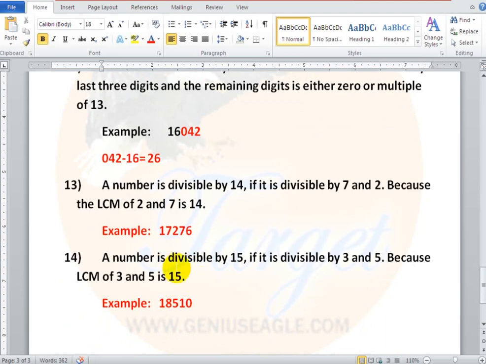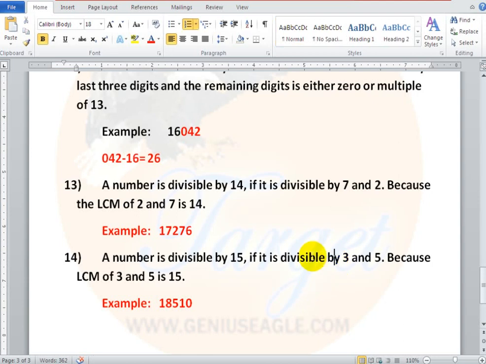Similarly, divisibility test of 15. A number which is divisible by 3 and 5 will be divisible by 15 also, because the LCM of 3 and 5 is 15. So you should notice that this complete number is divisible by 5, since the rightmost digit is 0, and if you find the sum of the digits, it comes out to be 1 plus 8, 9, 9 plus 1, 10, 10 plus 5, 15, plus 0, 15, and 15 is divisible by 3, so this complete number is divisible by 3. So both the divisibility tests are passed, therefore this complete number is divisible by 15 also.